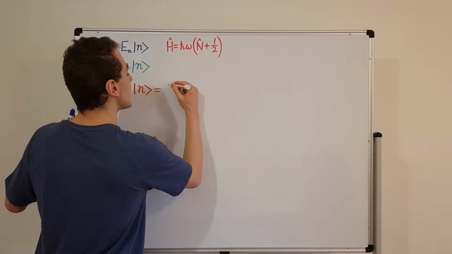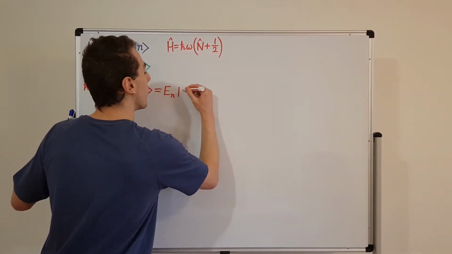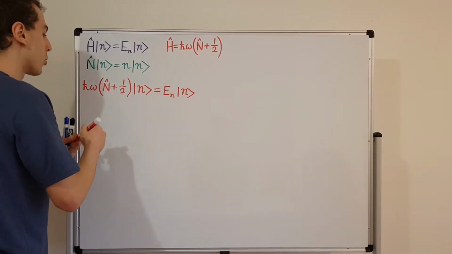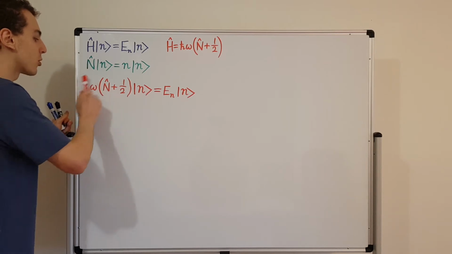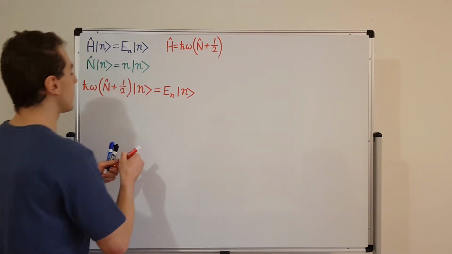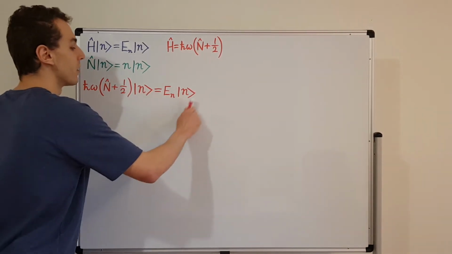We have the right-hand side of the time-independent Schrödinger equation, which is just the eigenvalue multiplying the eigenstate. So what can we do with this? Well, we have a numerical coefficient. We can just divide both sides by that numerical coefficient. So that's going to give me E sub n divided by h bar omega on this side.